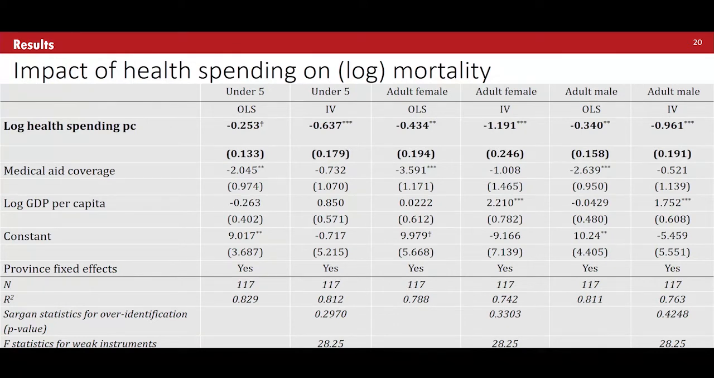Here I present some results from our estimation strategy. I present OLS results where we assume exogeneity of health spending, and IV, the instrumental variable approach, where we assume that health spending is endogenous. What we find is that the OLS underestimates the impact of health spending on health outcome, and the results at the bottom of the screen show that our instrumental variables are both valid and relevant. So I would rely on the IV estimate.